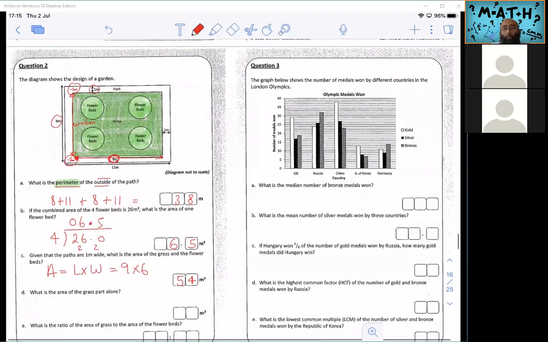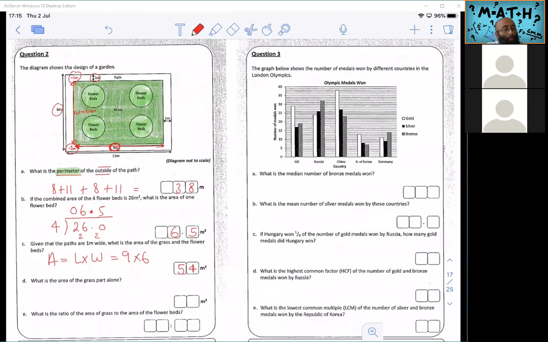What is the area of the grass part alone? Okay, so how do you work that out? You do 54 minus 26, because 54 is the combined area and 26 is only all the flower beds. Fantastic. So you do the area of the whole thing minus the area of the flower beds. So that gives you 54 minus 26, which gives you an answer of? It gives you 28. Fantastic.